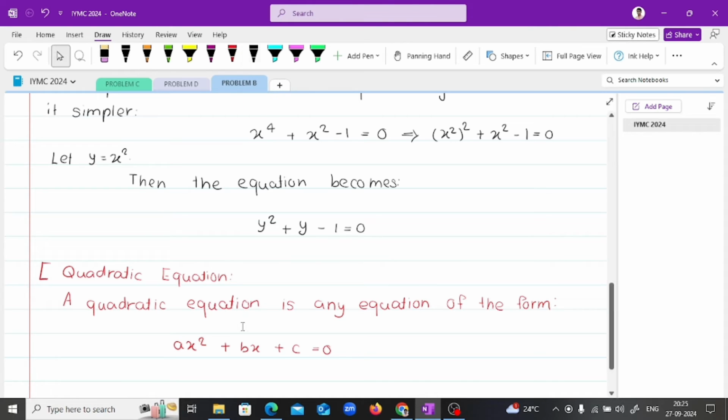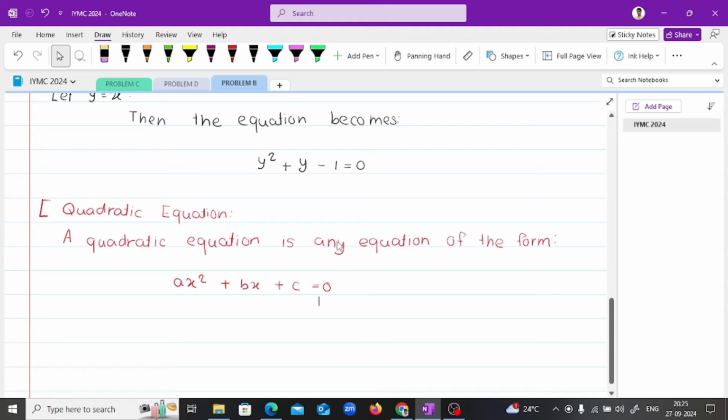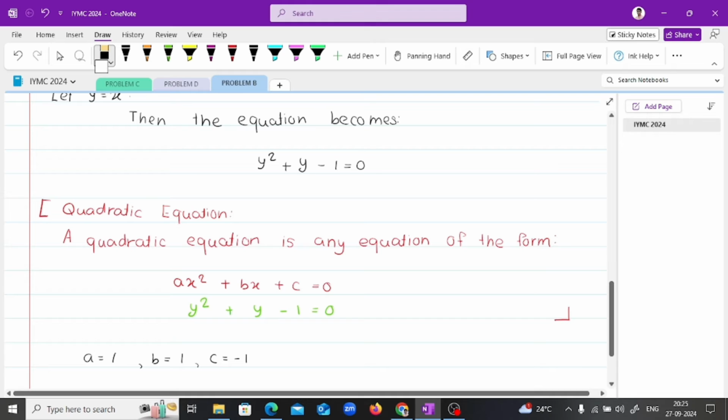So this equation y square plus y minus 1 is again a quadratic equation. After comparing it with the standard form, I will first write our equation. Our equation is y square plus y minus 1 is equal to 0. So in place of x there is just the variable y, no changes. Okay, so after comparing our equation with the standard form of the quadratic equation, we get a is equal to 1, b is equal to 1, and c is equal to minus 1. So we will use these values to calculate the roots of this equation.